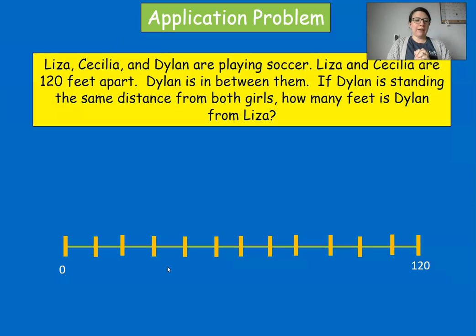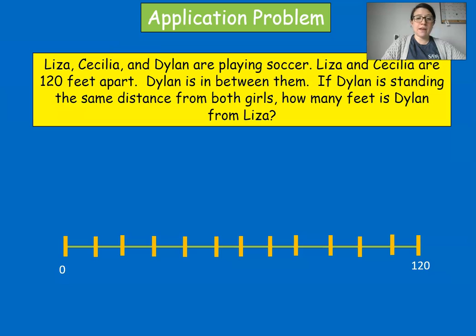All right. Let's get into our number lines and our word problems for today. Our word problem for today says, Liza, Cecilia, and Dylan are playing soccer. Liza and Cecilia are 120 feet apart. Dylan is between them. If Dylan is standing the same distance from both girls, how many feet is Dylan from Liza? So I want you to go ahead and draw this number line on your paper. We have Liza at one end, Cecilia on the other, and they're 120 feet apart. Dylan is in the middle. We want to figure out the distance between Dylan and the other two girls.